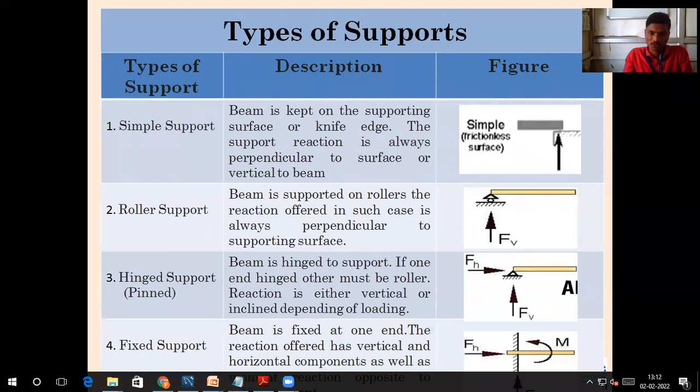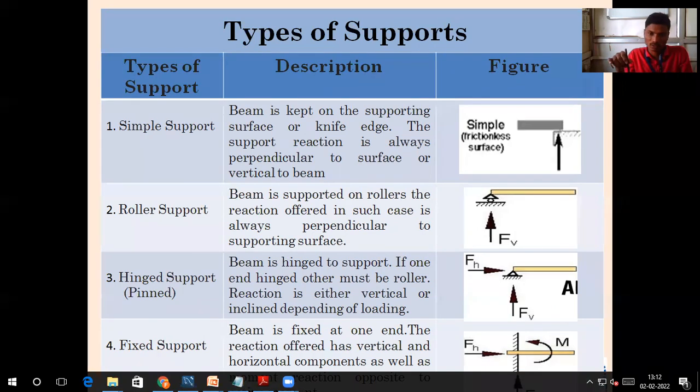So we have seen reactions also. In simple support, it is just simply kept. So in the way we have solved the problems, one reaction will be there. Roller support again has only one reaction. At the end we have to show a roller. Hinged support has two reactions.